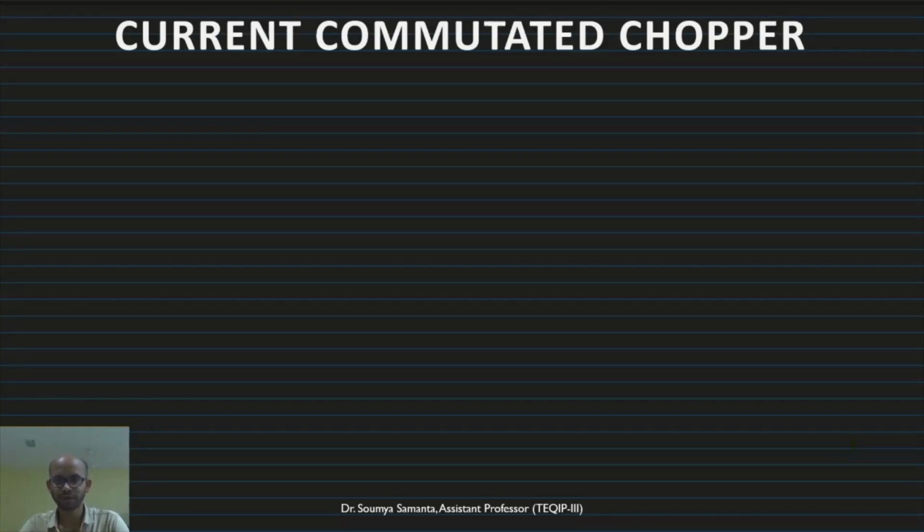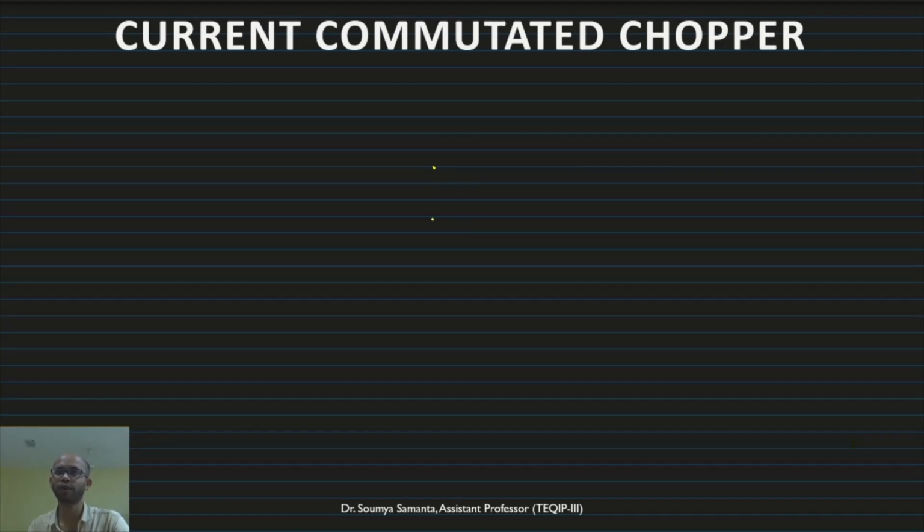In the previous lecture, I started discussing force commutated thyristor based chopper circuits. In that lecture, I discussed the voltage commutated chopper. Now today I am going to discuss the current commutated chopper. In the previous lecture you have seen how voltage commutation is done.